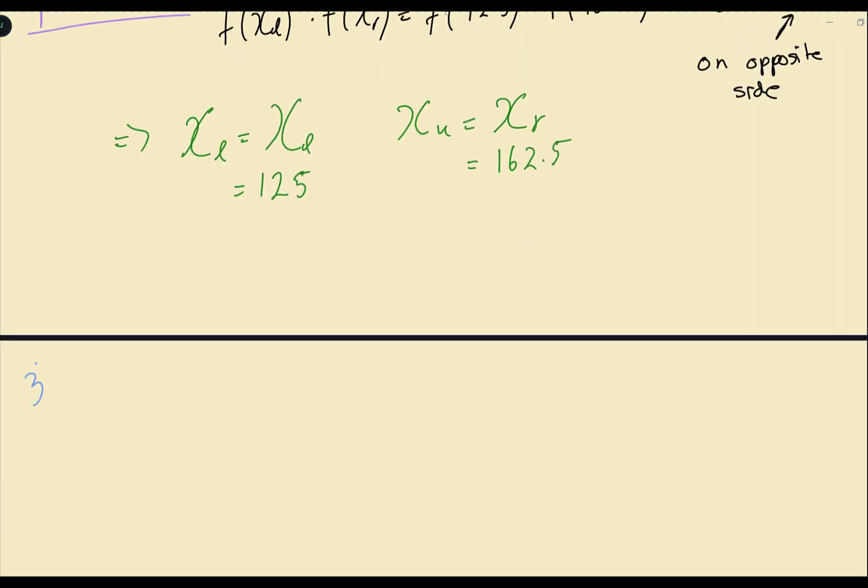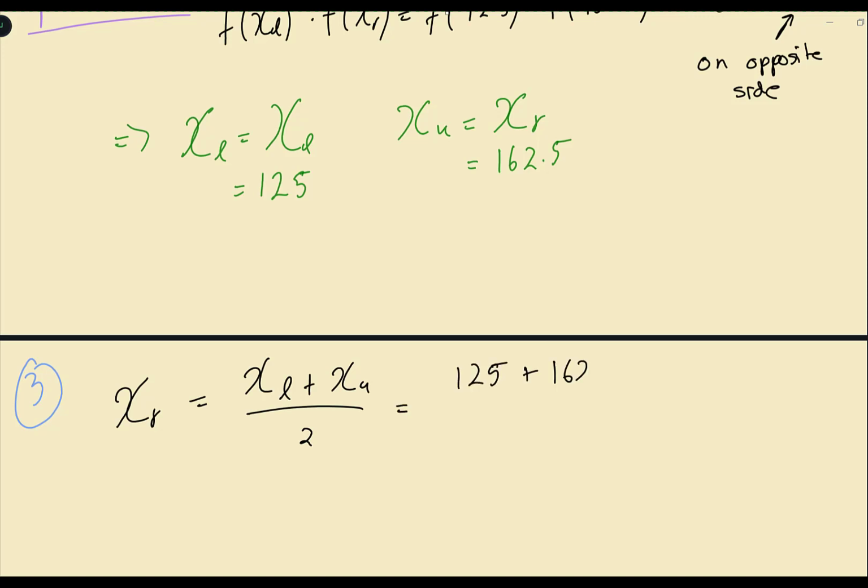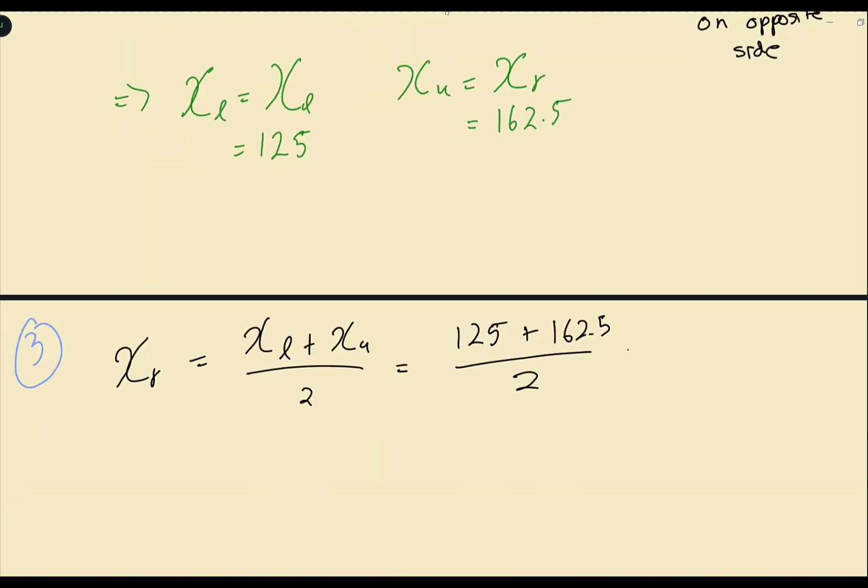In the third iteration, we do the calculation again. XR equals lower plus upper divided by 2. In this case, it's 125 plus 162.5 divided by 2, and we get a value of 143.75. Now we can estimate again the percent relative error. We do the math. I'm not going to do the full equation again, but you get 13.04%.